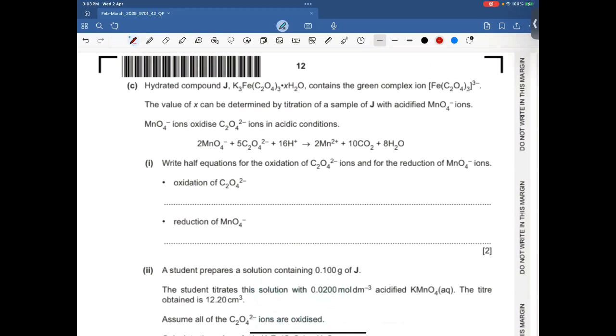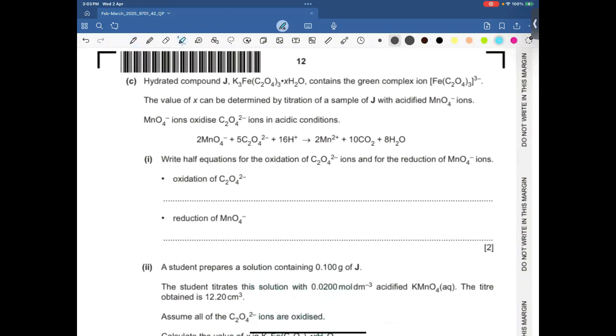Part C. Hydrated compound J contains the green complex ion. The value of X can be determined by titration of a sample of J with acidified manganate(VII) ions. Manganate(VII) ions oxidize C2O4 2 minus ions in acidic solution. By the way, we have discussed this whole scenario in the class. This is ethanedioate, which is a reducing agent. This is manganate(VII) ions, which is the oxidizing agent. And obviously, it's a redox reaction. All right. Write half equations for the oxidation of C2O4 ion and reduction of manganate ions.